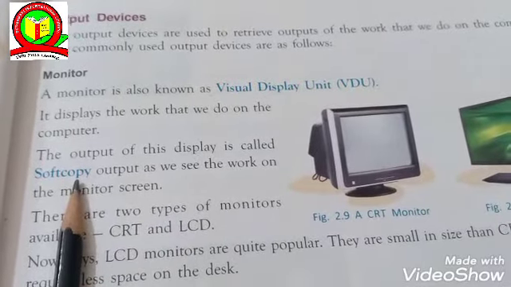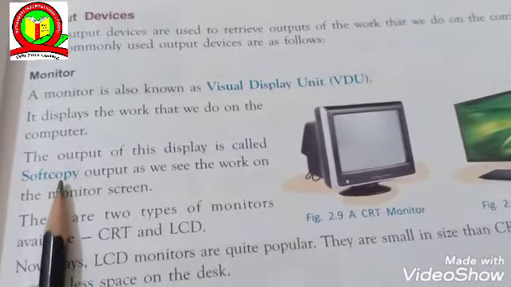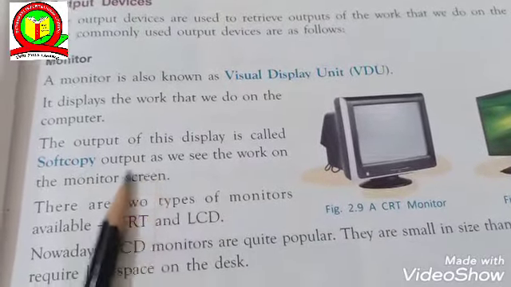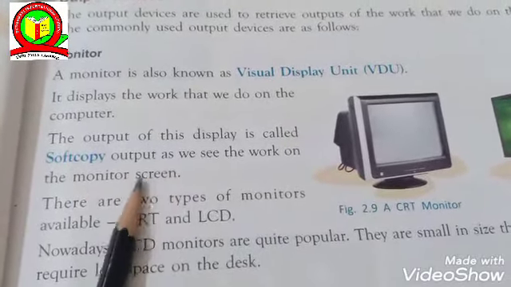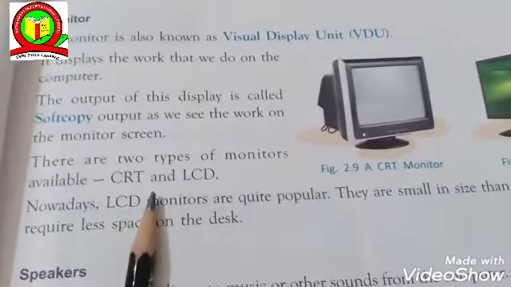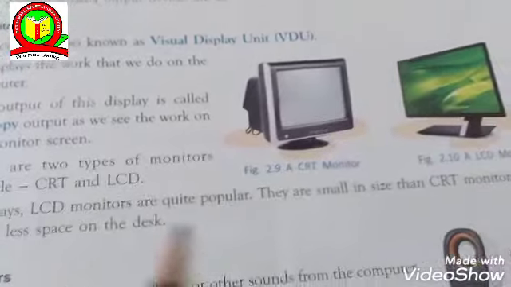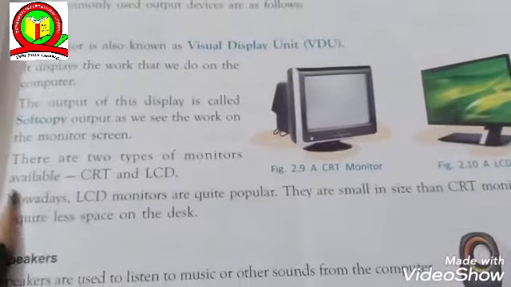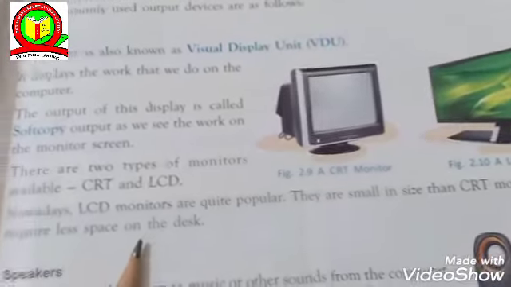So when we work on the monitor, it displays the work that we do, and after that it will display the output. The output of this display is called soft copy output, as we see the work on the monitor screen. There are two types of monitors available, CRT and LCD. Nowadays LCD monitors are quite popular. They are smaller in size than CRT monitors, and they require less space on the desk. So we use this type of monitor nowadays.